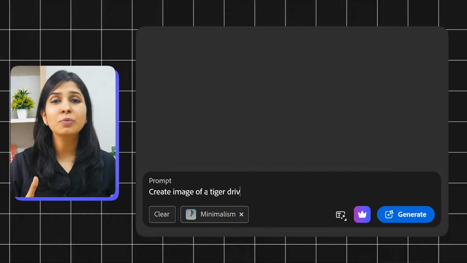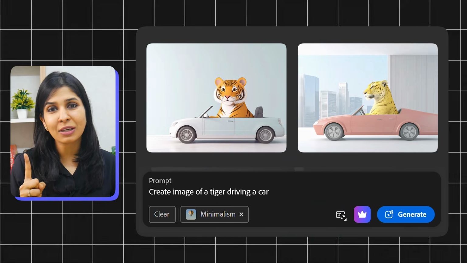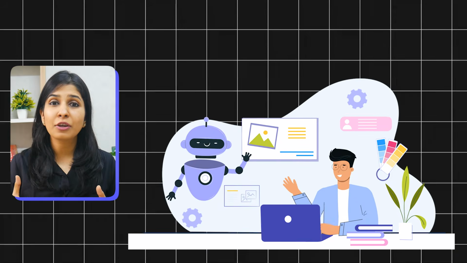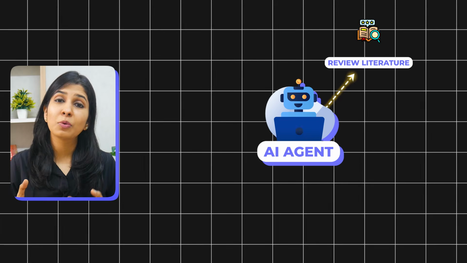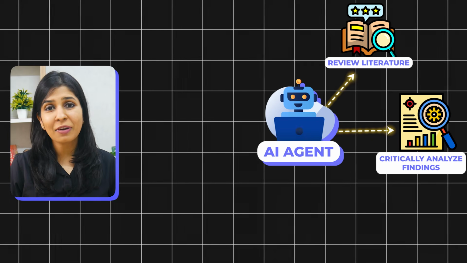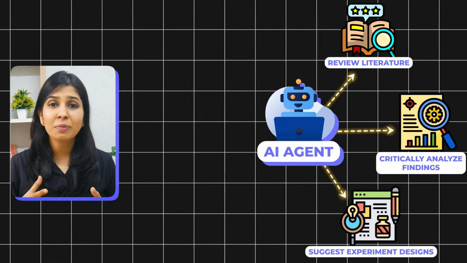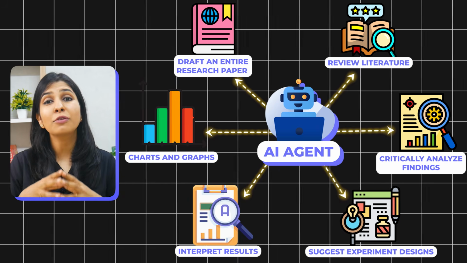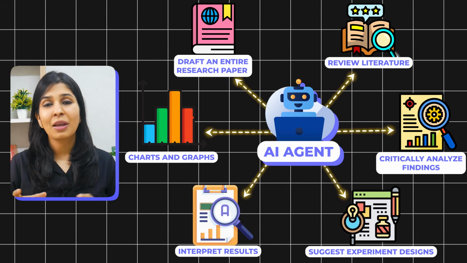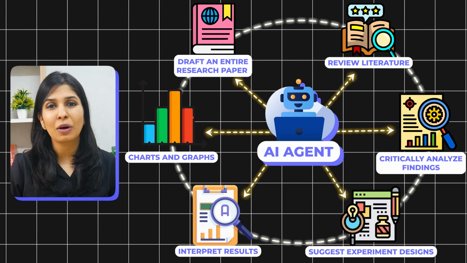Unlike traditional tools which usually automate one specific task, AI agents are designed to function as your research assistant or a co-scientist. Based on your prompts, they can search and review literature, critically analyze findings, design your experiments, interpret the results, prepare charts and graphs, and draft your entire research paper, all in one continuous workflow. Essentially, they automate large chunks of the research life cycle and not just individual steps.